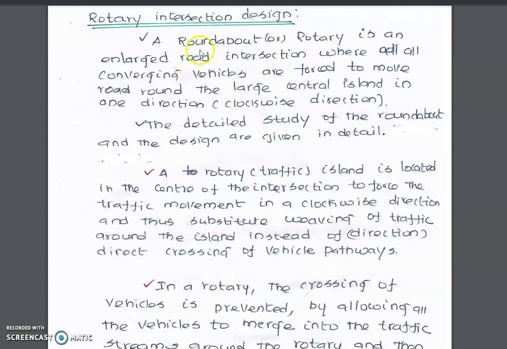So a roundabout, or the rotary, is an enlarged road intersection where all the vehicles are forced to move around a large central island in one direction, like the clockwise direction. The detailed study of the roundabout and its design is given in detail.